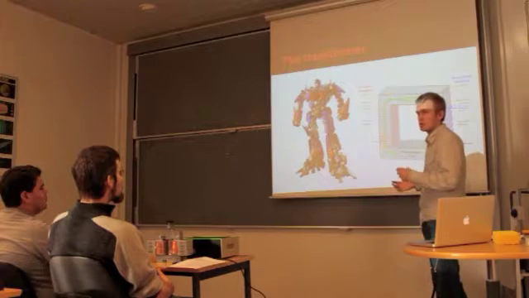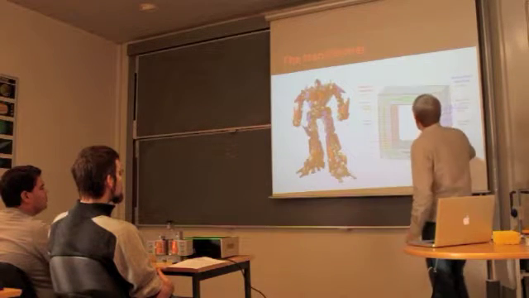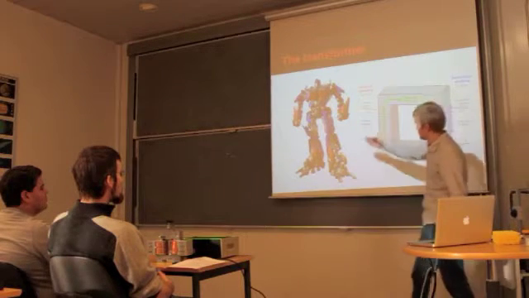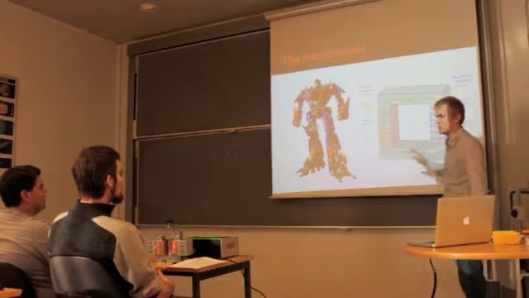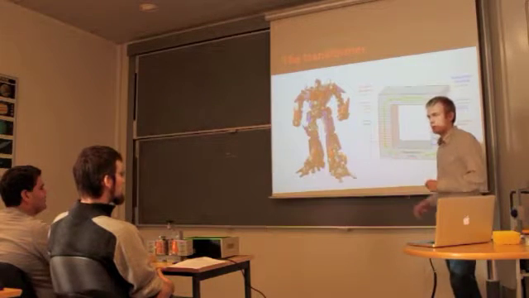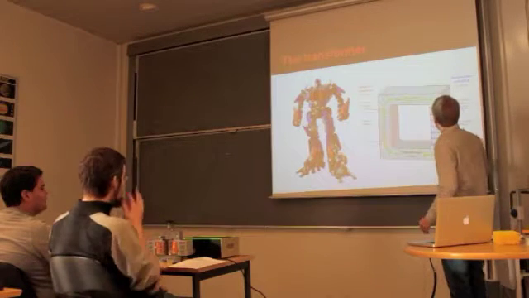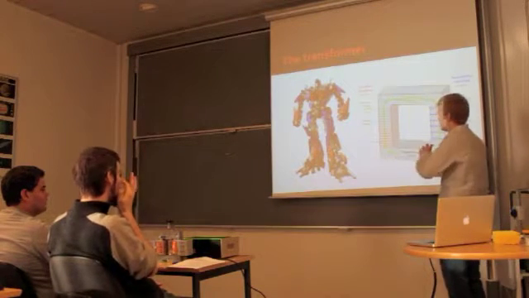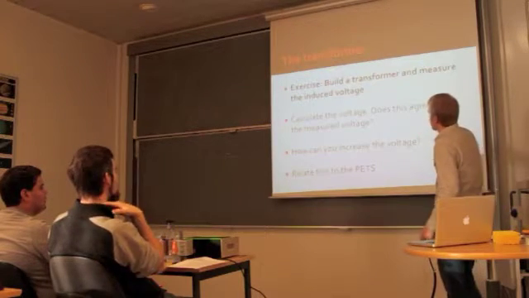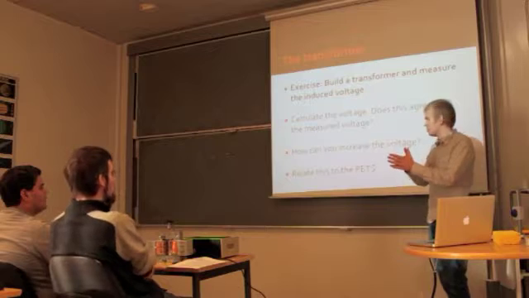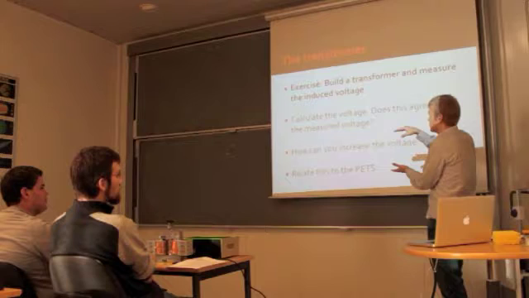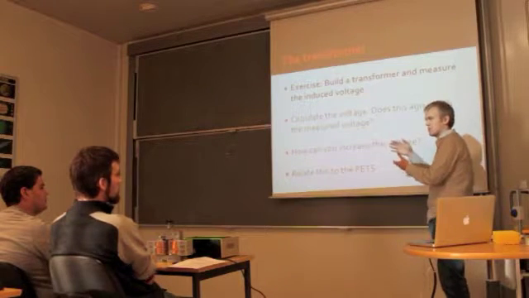So how can you really explain what happens? You can explain this by, for example, looking at a transformer. Not this transformer, but a normal transformer as we know it. I'd like you to build a transformer, and then you should be able to calculate the voltage. So I want you to measure what is the voltage coming into the transformer, and what is the secondary voltage that comes out of the transformer.